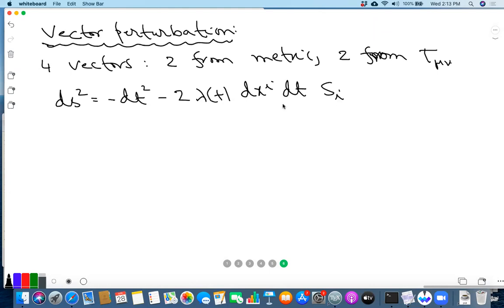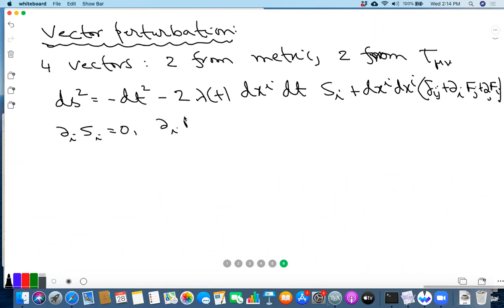And then inside dxi dxj there is one factor, so plus dxi dxj, which had a delta ij plus del i fj plus del j fi. And of course, these all satisfy the divergenceless condition: del i si equal to 0 and del i fi equal to 0. Or if you are working in momentum space, then this is k dot s equal to 0 and k dot f equal to 0.